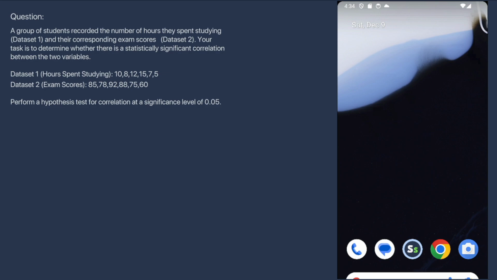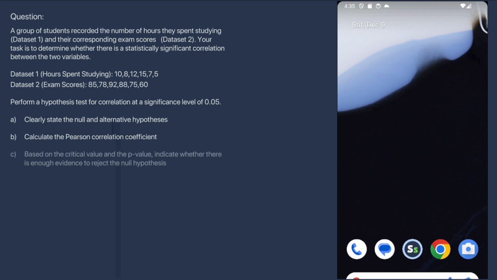The question goes, a group of students recorded the number of hours they spent studying and their corresponding exam scores. Your task is to determine whether there is a statistically significant correlation between the two variables. Perform a hypothesis test for correlation at a significance level of 0.05. Clearly state the null and alternative hypothesis. Calculate the Pearson correlation coefficient.